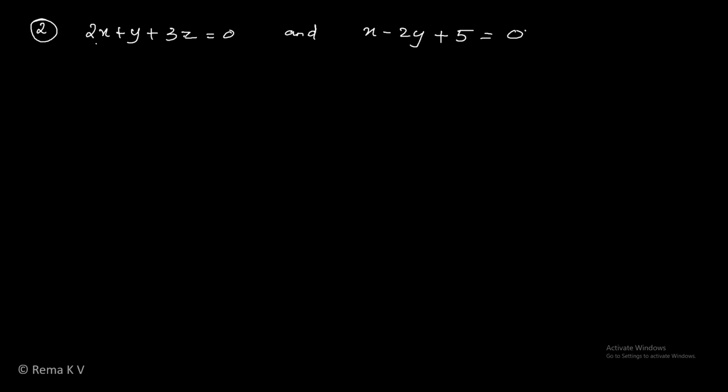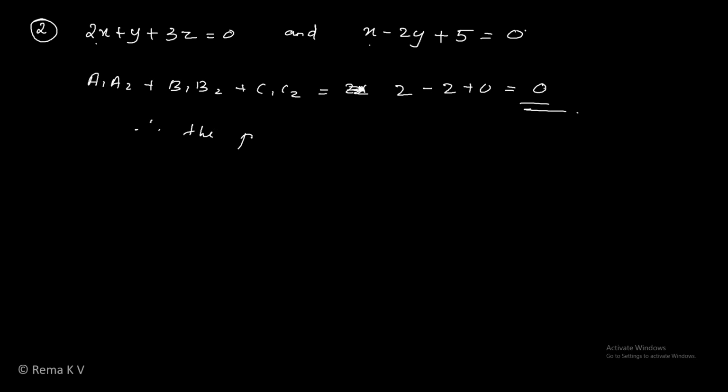So you will get A1 A2 plus B1 B2 plus C1 C2 equals 2 into 1, that is 2, then minus 2, plus 3 into 0, which is equal to 0. So 3 into 0 is 0, and 2 minus 2 becomes 0. So A1 A2 plus B1 B2 plus C1 C2 is equal to 0. Therefore, the planes are perpendicular.